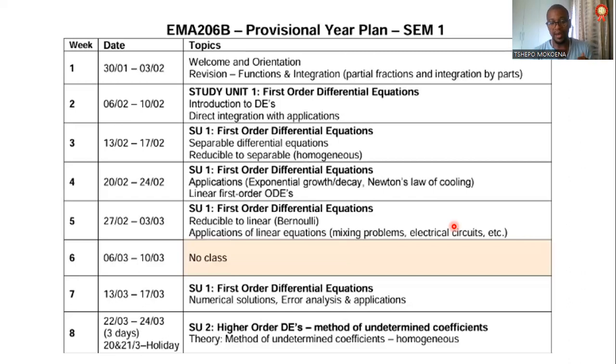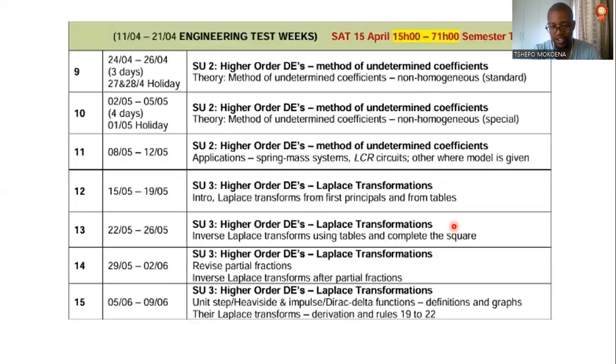But now we are talking about the high-order differential equations. We started with first-order differential equations. Now we're going to higher-order differential equations. Okay, so the first subunit is theory. We're going to talk about the method of undetermined coefficients, homogeneous, and therefore we're going to do the non-homogeneous, right?